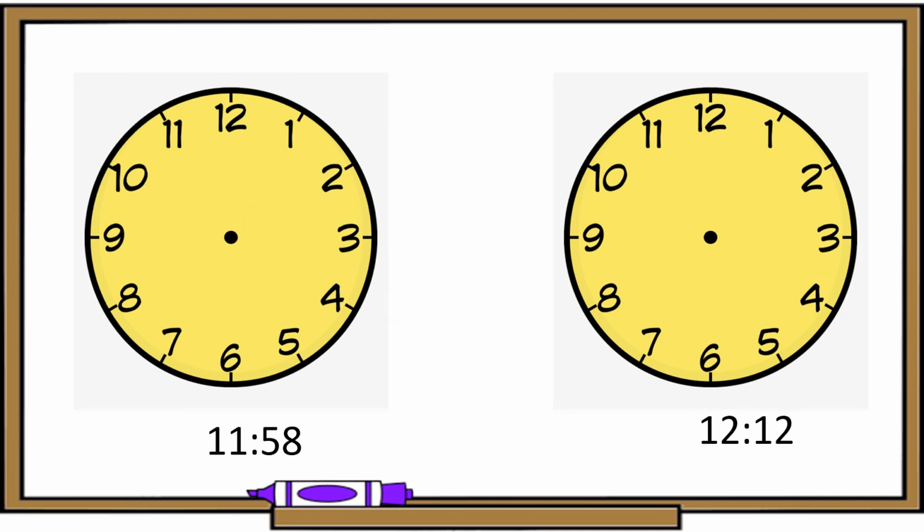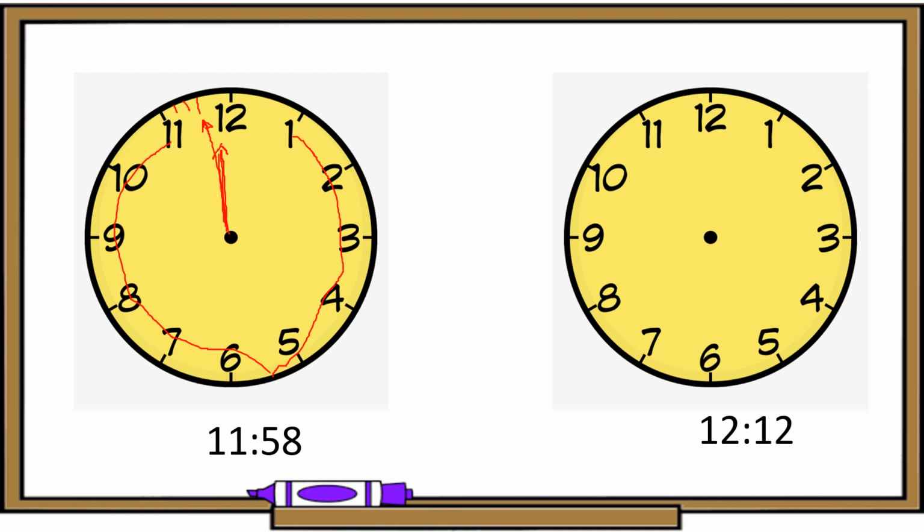Okay, next. 11:58. So, ibig sabihin, malapit ng mag-12 o'clock. So, yung maliit na hand, nakaturo siya dito. Hindi siya totally nakatutok sa may 12. Then, yung malaking hand sa 58 minutes. So, let's count. 5, 10, 15, 20, 25, 30, 35, 40, 45, 50, 55. So, 55, 56, 57, 58. So, yung malaking hand, nakaturo siya dito.